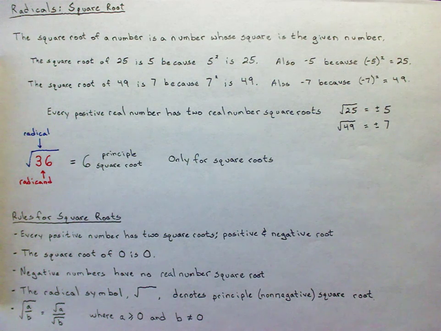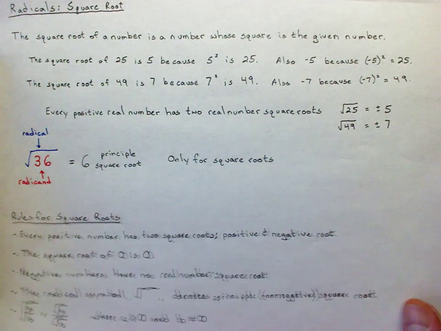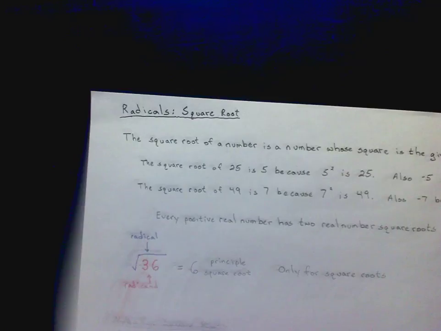Also, whenever you have a fraction, a rational number a over b, under the radical as the radicand, a needs to be greater than or equal to 0, and b cannot equal 0 because you cannot divide by 0. So with all of that being said, the basics for square roots in talking about radicals, let's look at some examples. What we're going to do is just find the square root.